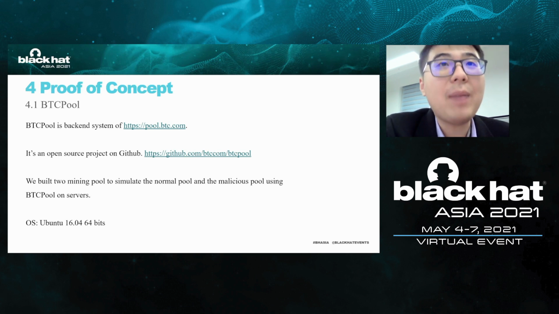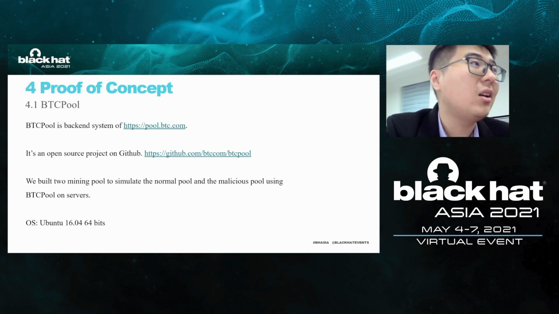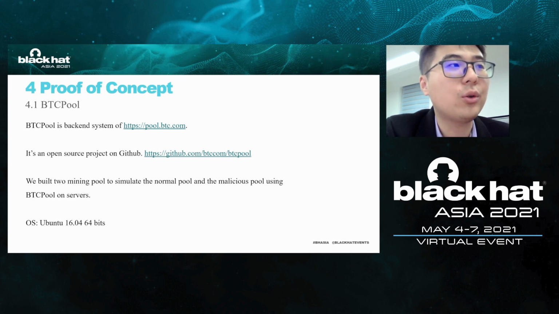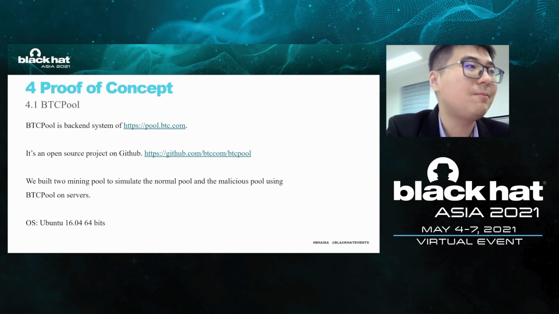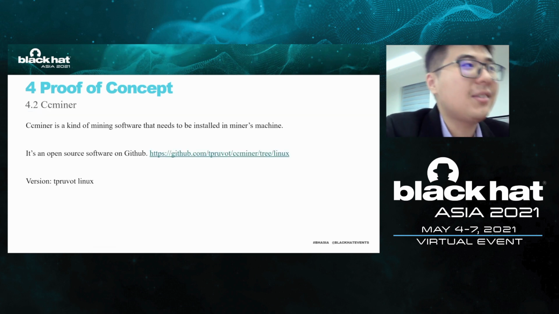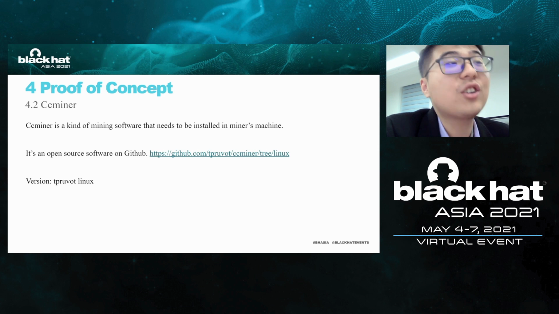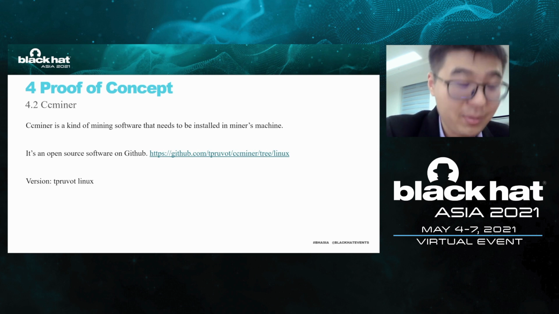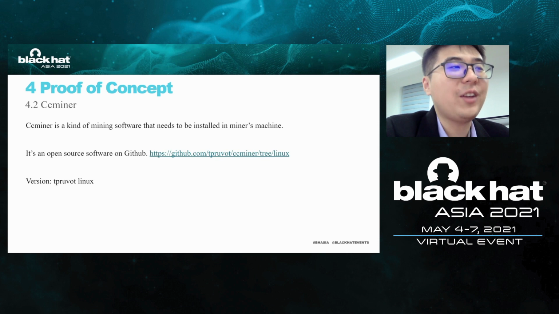To validate our method, we made some PoCs. We use the BTC pool as the backend. The pool software, the BTC pool, is the backend of pool.btc.com. It's an open source project on GitHub. We built two mining pools to simulate the normal pool and the malicious pool using this. And the miner we use is CCMiner. It's a kind of mining software that needs to be installed on the miners. It's an open source software, of course.